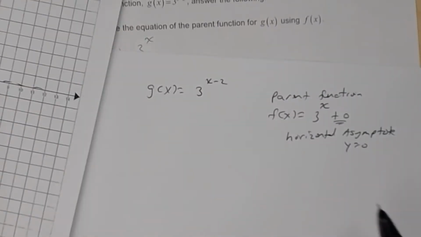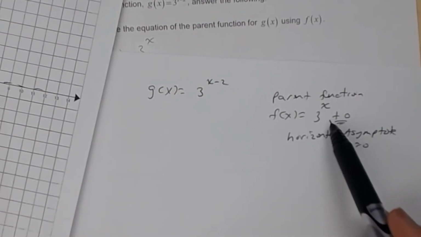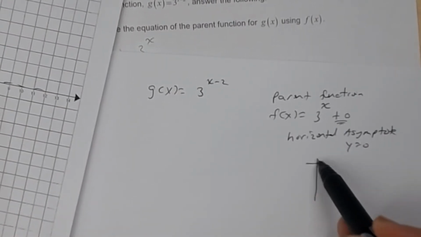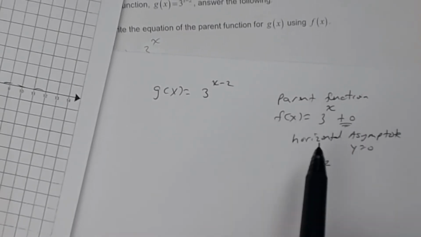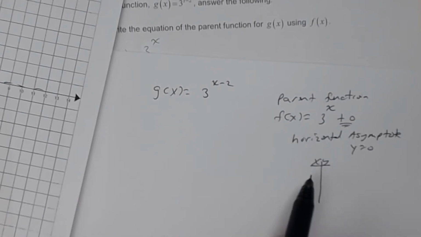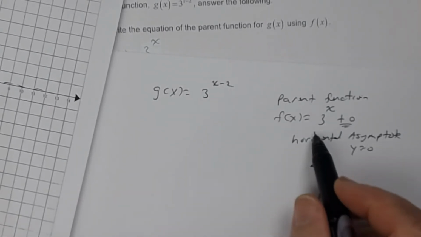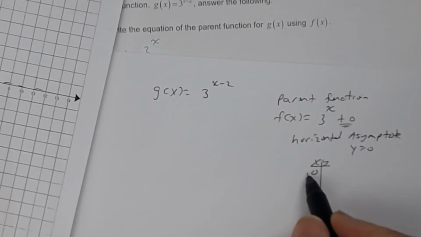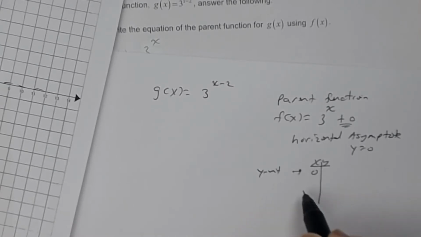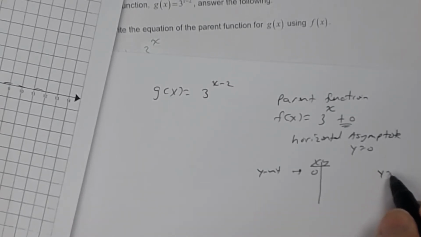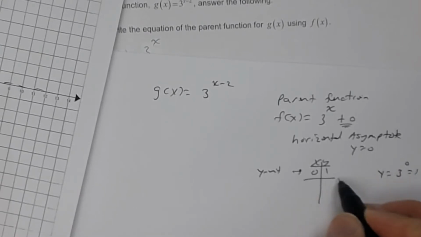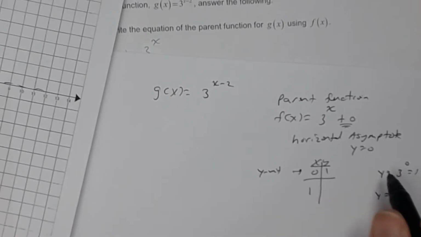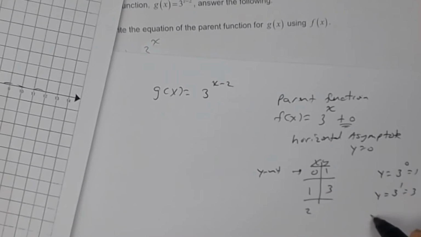All right, and then I'm just going to plot a few points on the parent function. Now I'm using a t-table here, but to get to this one, I need to use transformations. But I'm going to use a t-table for this one. So remember, the domain is all real numbers. An exponential function will always have a y-intercept, so let's find it. To find the y-intercept, you let x be 0. If x is 0, I get y equals 3 to the 0, which is 1. If x is 1, I get y equals 3 to the first, which is 3. If x is 2, I get y equals 3 squared, which is 9.